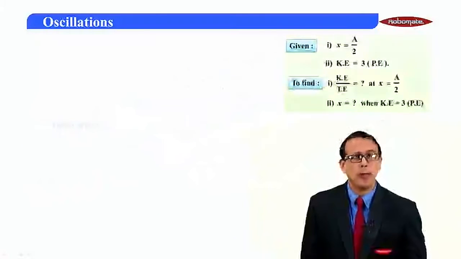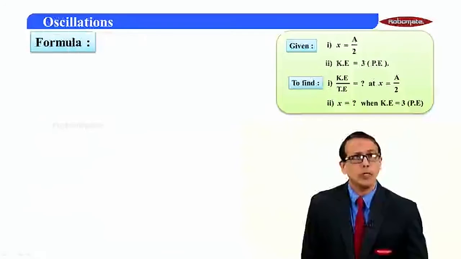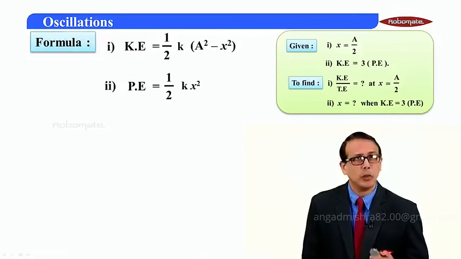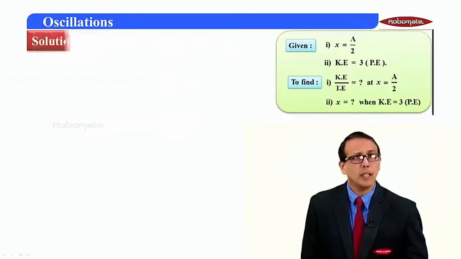The required formula for this numerical. Students, as all the 3 energies are involved, so we should know the formulas of the 3 energies, that is kinetic energy half k (a square minus x square), potential half k x square, and total energy half k a square. Let's solve the first part of the question, students.